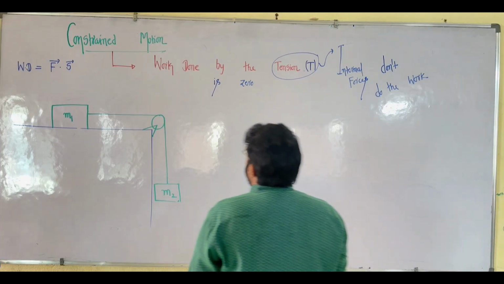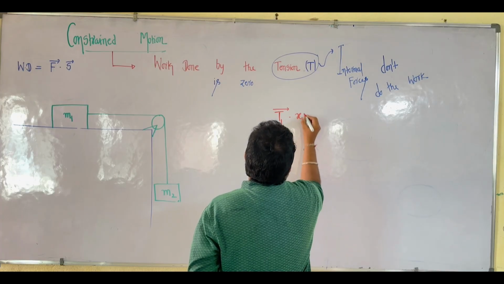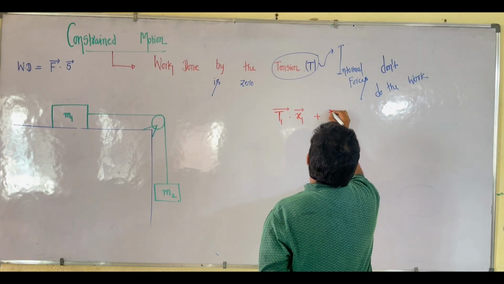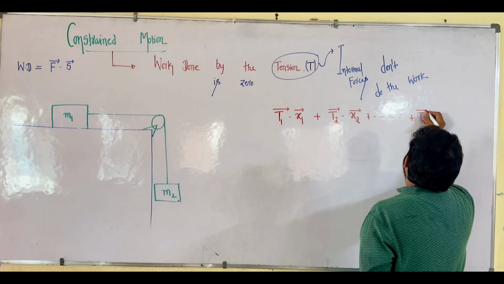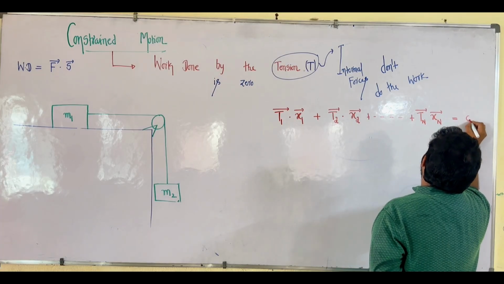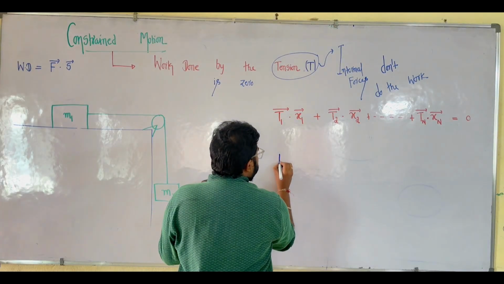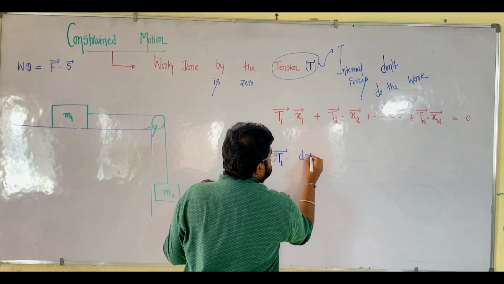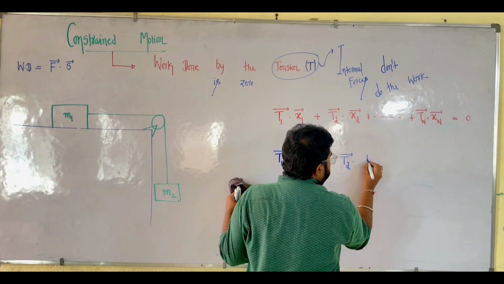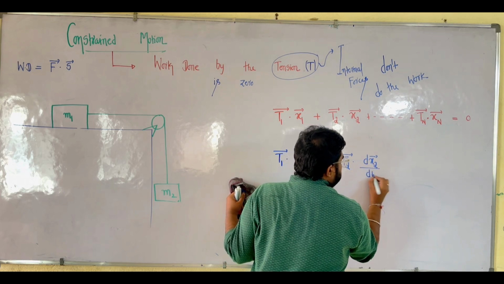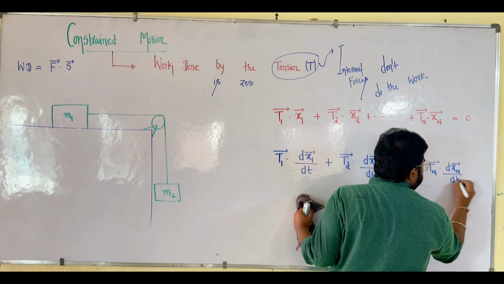So if you have many in the system, then what do you get? T1 bar dotted with x1 bar plus T2 bar dotted with x2 bar and so on up to Tn bar dotted with xn bar. That is equal to how much? 0. Differentiating with respect to time, what will you get? T1 bar dotted with dx1 bar by dt plus T2 bar dotted with dx2 bar by dt plus and so on up to Tn bar dotted with dxn bar by dt. That is equal to 0.